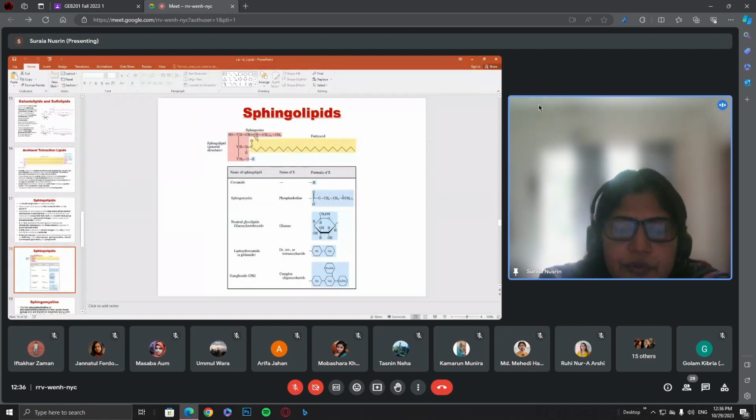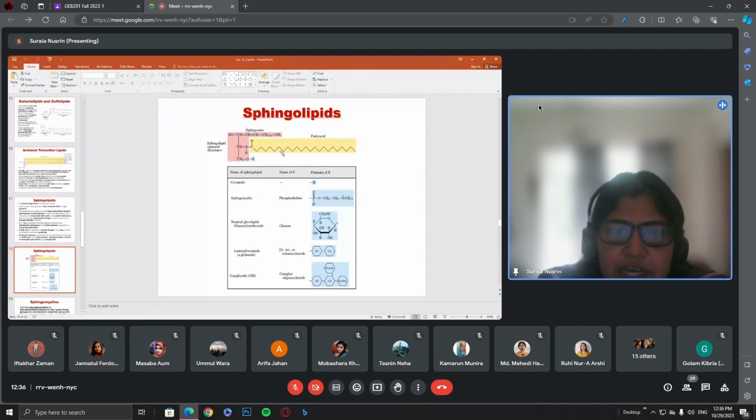That amino group interacts with the carboxylic carbon of fatty acid and gives rise to an amide bond. Okay, so here the fatty acid is linked to the sphingosine's number 2 carbon by amide linkage. Okay, now comes the number 3. So number 3 carbon is actually linked to the remaining chain of the sphingosine.